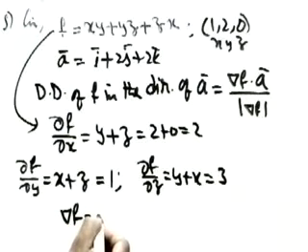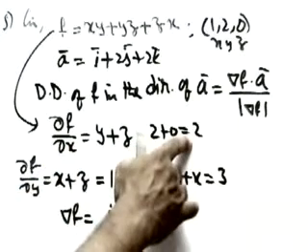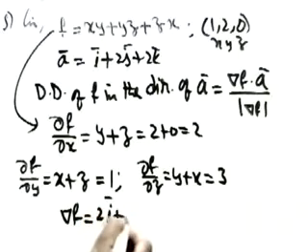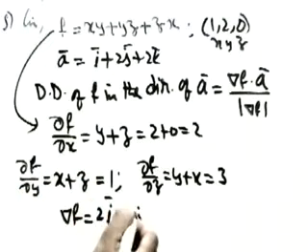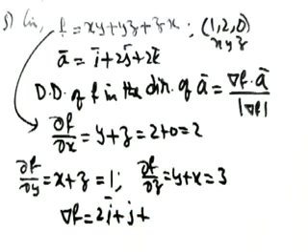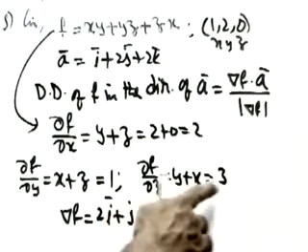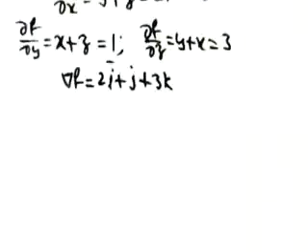Therefore del f equals, what is the formula? i dou f by dou x. Dou f by dou x is 2, so 2i, plus j into dou f by dou y, 1 into j is j, plus lastly k dou f by dou z is 3k. So we got del f.